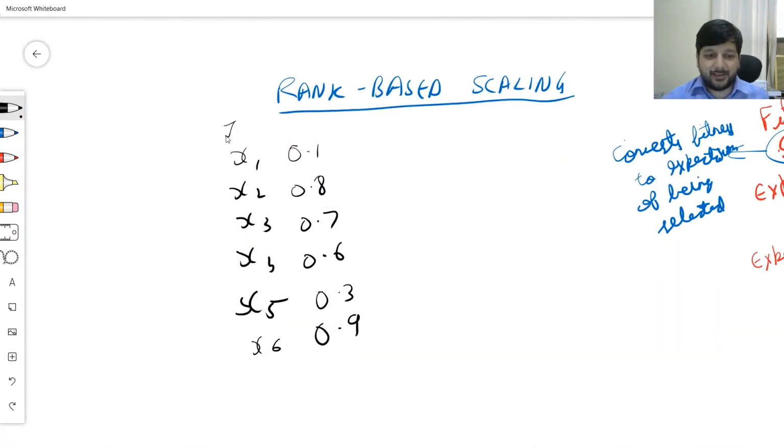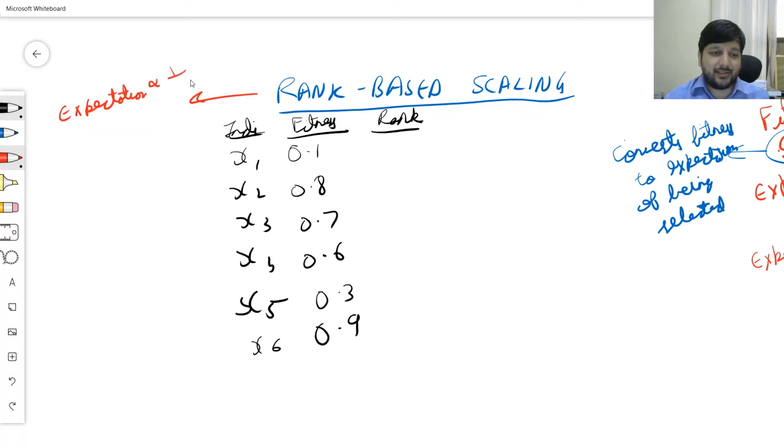So this is individual. It's actually cost, but then I'll write it as fitness. It's cost. And here I'll say the rank. So rank-based scaling, I have expectation is inversely proportional to rank. So this is the best individual, rank 1. The next best individual is this, rank 2. The next best individual is 3, 4, 5, and 6.